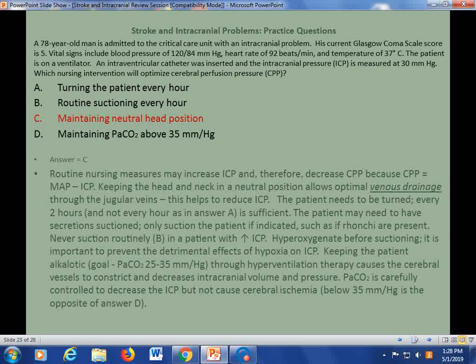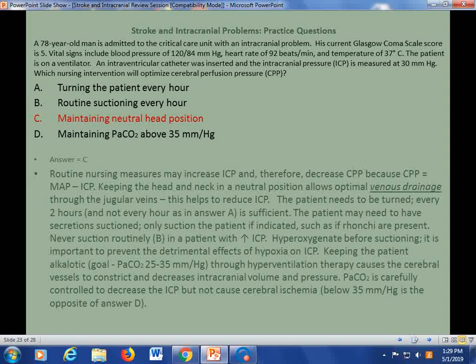And so this trickery in wording is truly some of the reason why I do different wording, because Dr. Reed doesn't want you memorizing her notes and the different resources that she provides. So you can usually expect that different wording will be used that means the same thing as what you see in the notes. So maintaining a neutral head position is the same thing as saying keep the head and neck in a straight position. And of course, this allows for venous drainage.